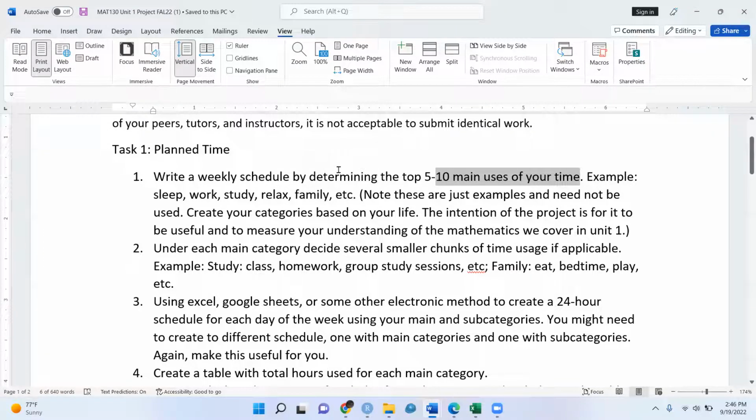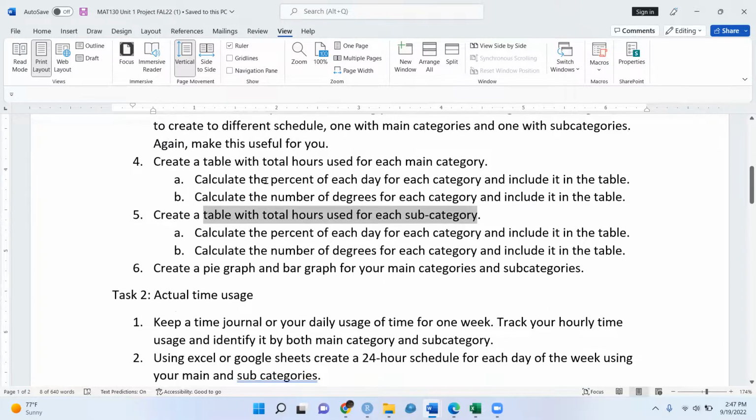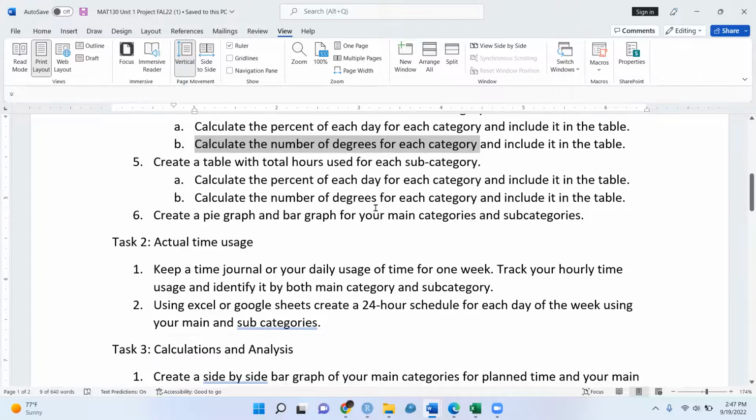And so you're creating a daily schedule for 1 week of how you use your time. Then in some sort of electronic method, which I think is the best way, you're going to create a 24-hour schedule of your week using the categories you created. From that, you create a table checking your hour usage for each category and each subcategory. You need the percent of each day that's being used and the number of degrees for each category. And then you're going to create pie graphs of that.